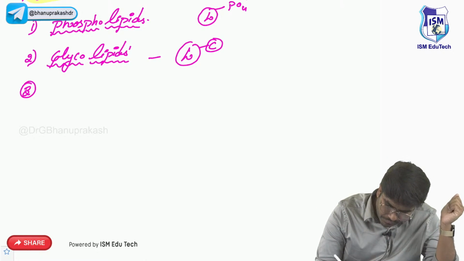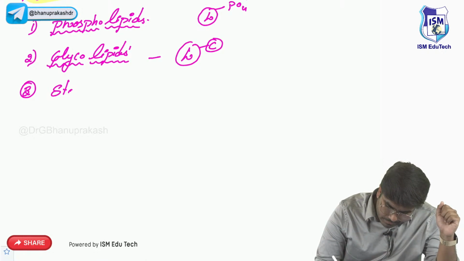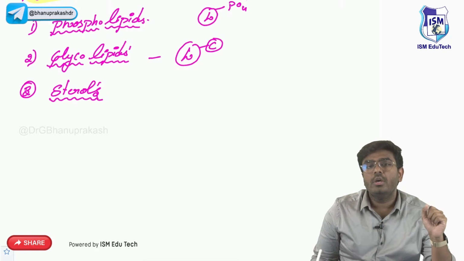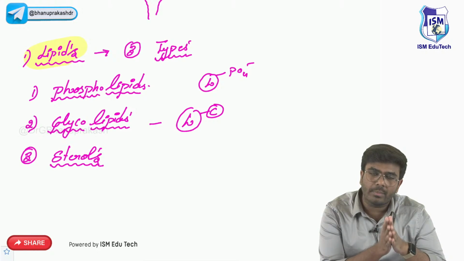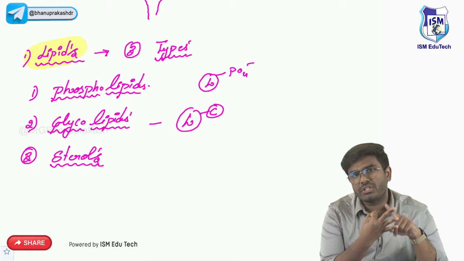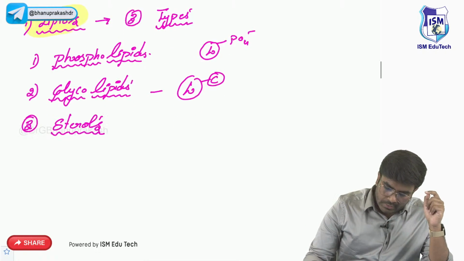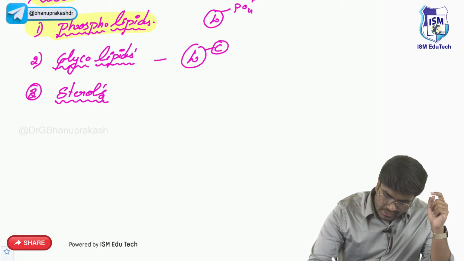Next, the third type of lipids are sterols. The example of sterol is cholesterol. So just broadly speaking, how many types of lipids are there in the cell membrane? There are three types of lipids. What are they? Phospholipid, glycolipid, cholesterol. Now, let's start our discussion with the phospholipids.